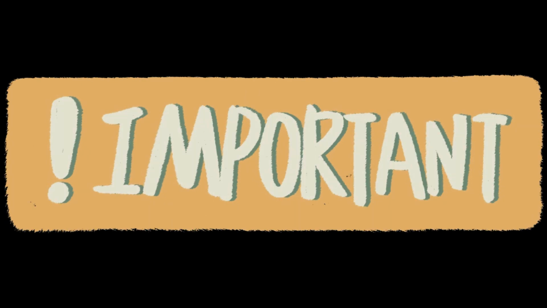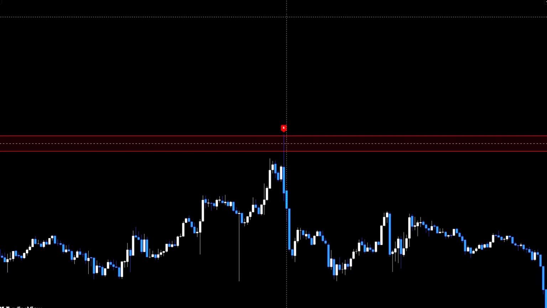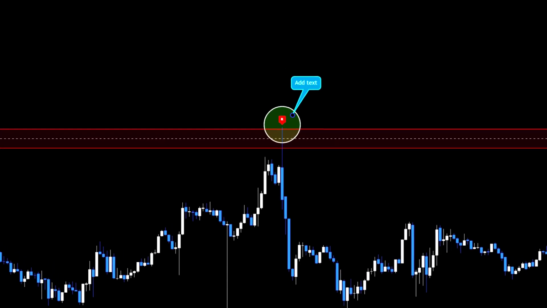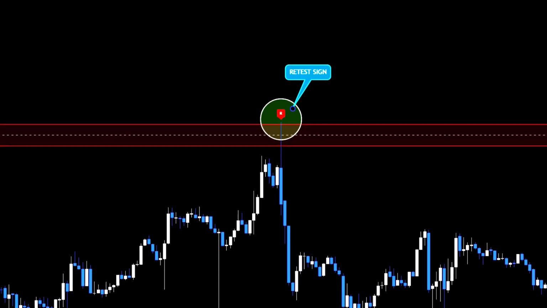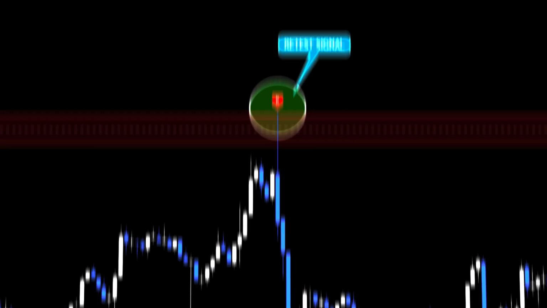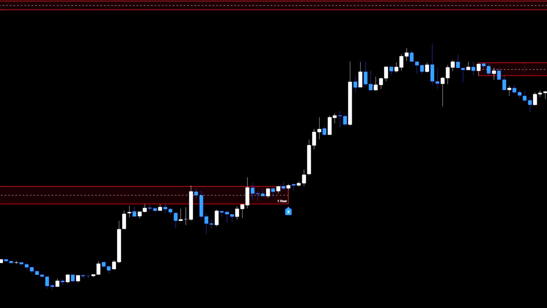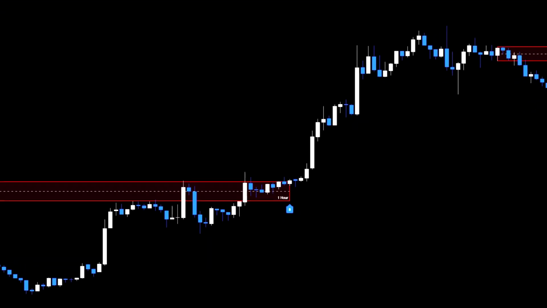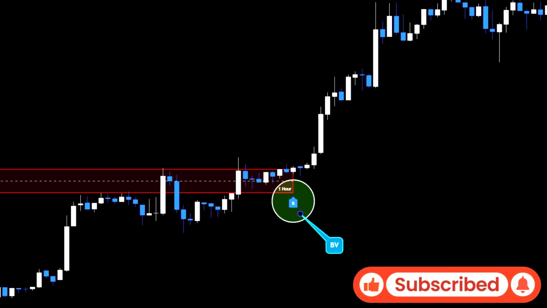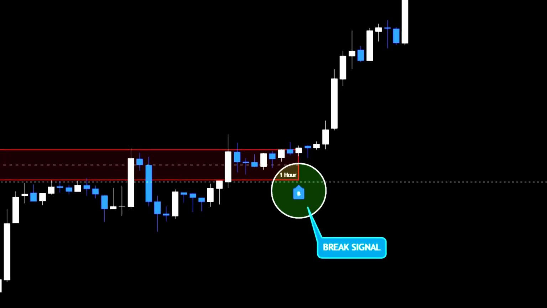Now this is crucial. There are two main ways to trade these supply and demand zones. You've got the retest method, perfect for catching reversals where price hits the zone and bounces. Or if you're a trend following beast, you'll love the break method. That's when the price breaks through a zone, confirming momentum in the direction. Personally, I often disable the retest and enable the breaks for my aggressive trend plays with this TradingView indicator.